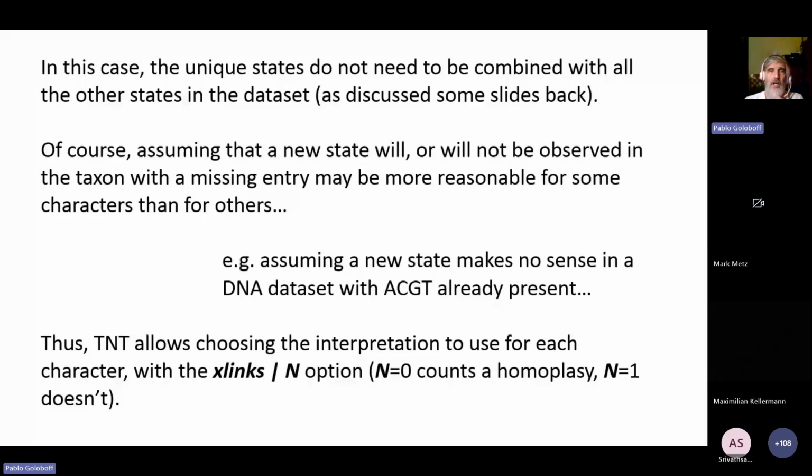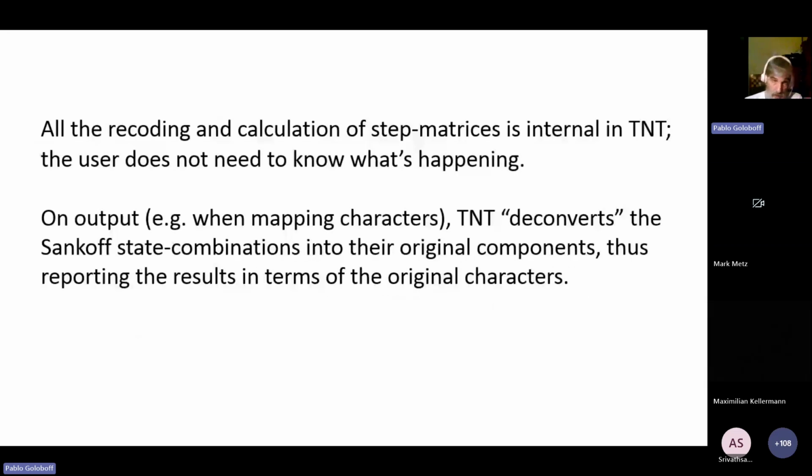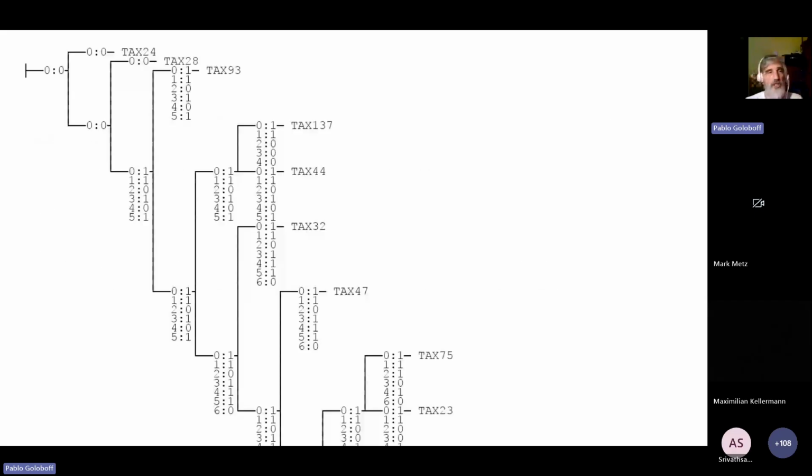Now, all the recording and calculation of step matrices is internal in TNT, and the user does not need to know what's happening. I was explaining what happens because, well, you're taking this workshop, I suppose you're interested, but you really don't need to know that when we're doing specific analysis. On output, when mapping characters, TNT deconverts the sunk-off state combination into their original components and reports the results in terms of the original character. So it's going to show you this mapping.